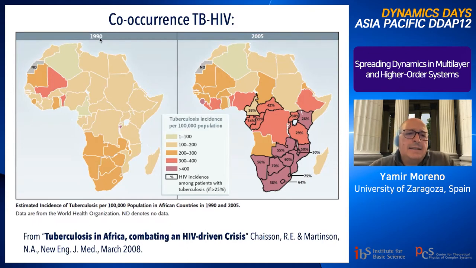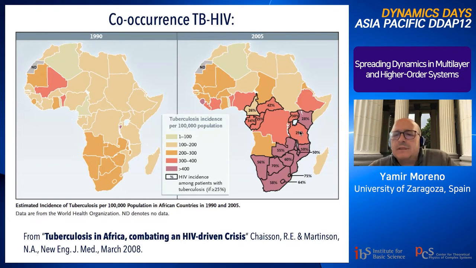This is the 1990s, when HIV had just started, in the late 80s or so. And then 15 years later, you see that the map has completely changed, and the incidence of tuberculosis has reached very high levels. And here you see the percentage, these numbers indicate the percent of HIV incidence in the population.